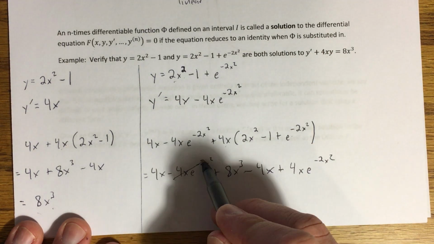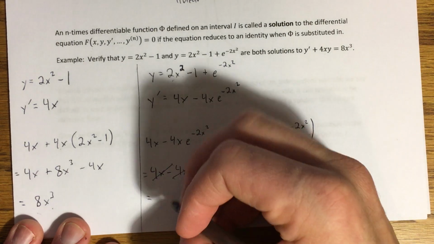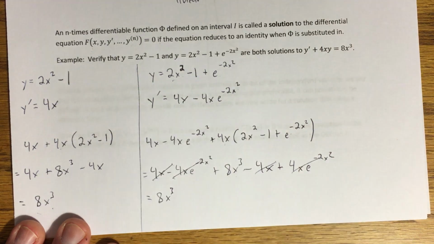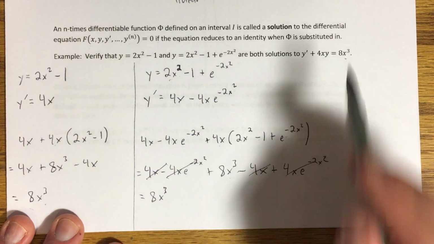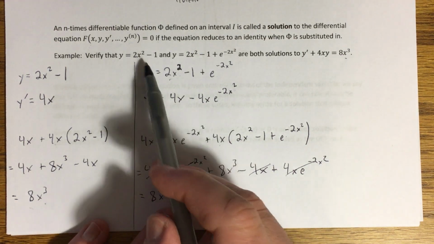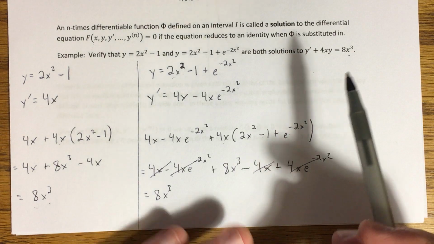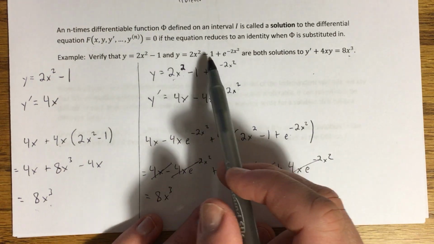I see cancellation here and here, as well as here and here, and I'm left with that 8x cubed, which is the thing I was hoping to get, because that establishes the right-hand side of this equation. So these are two different solutions to the same differential equation, and they're different. They have some similarities.